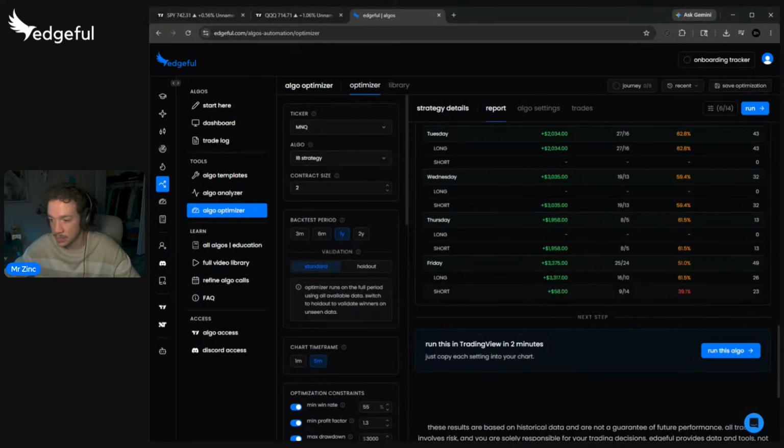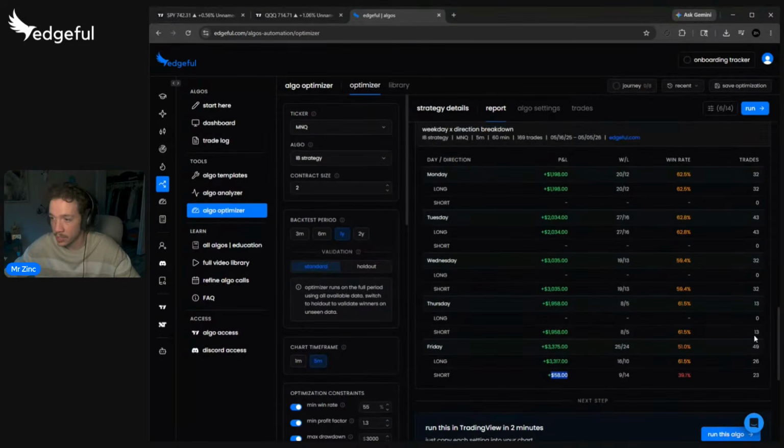We're going to specifically be analyzing going short on a Friday. For the past year, you're only up $58. So of those 23 trades that took place on a Friday that were short over the past year, you're better off just not taking those trades. It's still beneficial to trade it because you're still green, but it's only $58. So you're better off avoiding the headache.